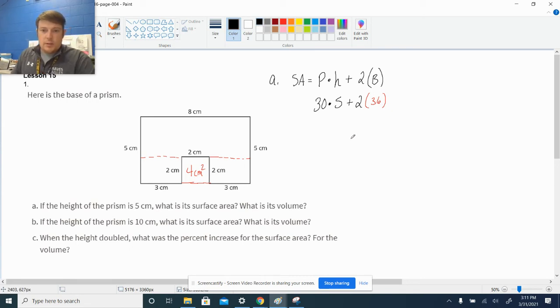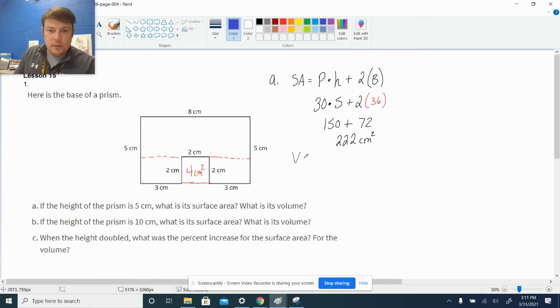All right, so let's work this out. We got 30 times 5, which is 150, plus 2 pairs of 36, which would give me 72. And when we add those two things together, we get what? 222. So 222 centimeters squared for the surface area on part A.